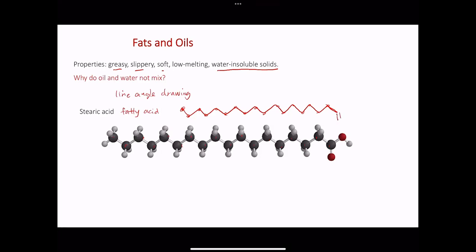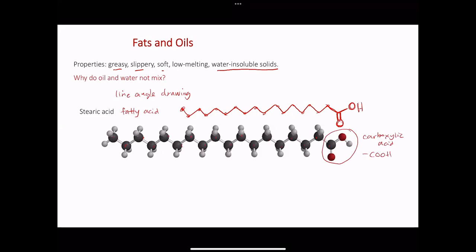And then on this end, this is called the carboxylic acid end. The carboxylic acid, converting that into the carbon with a double bond oxygen, single bond OH. This is the OH group. Okay. So this is the fatty acid.